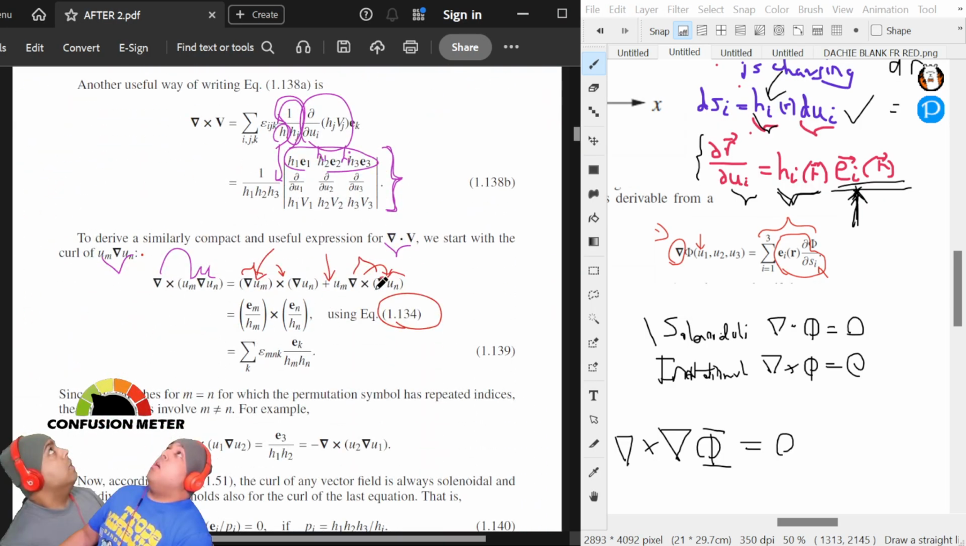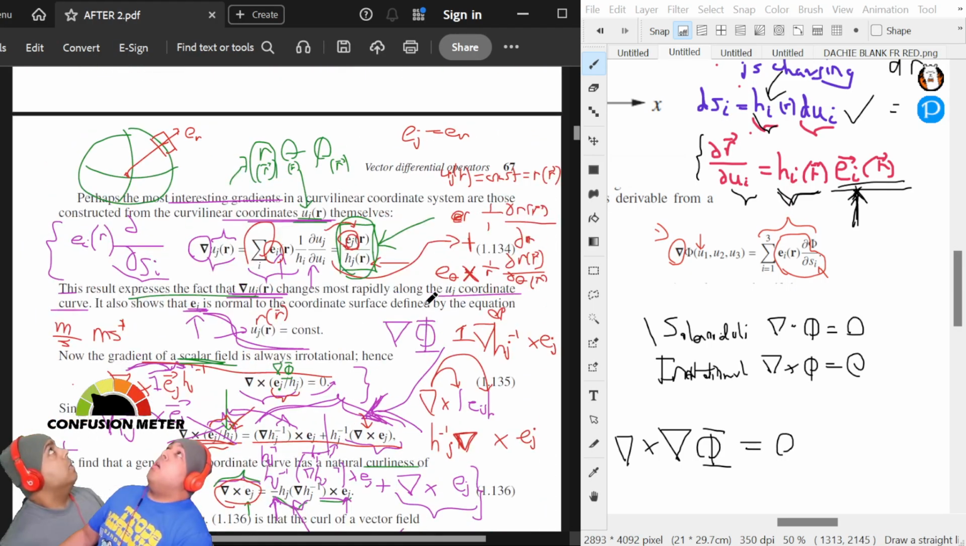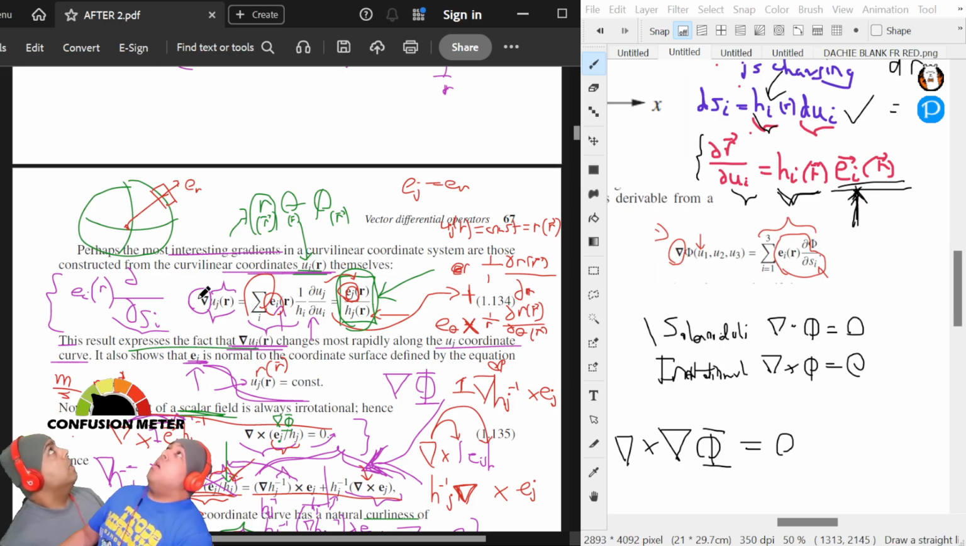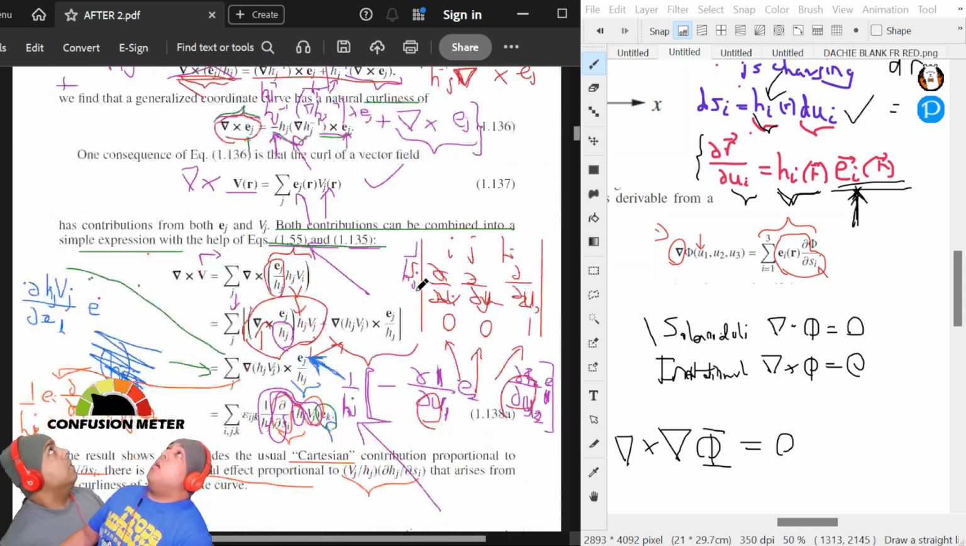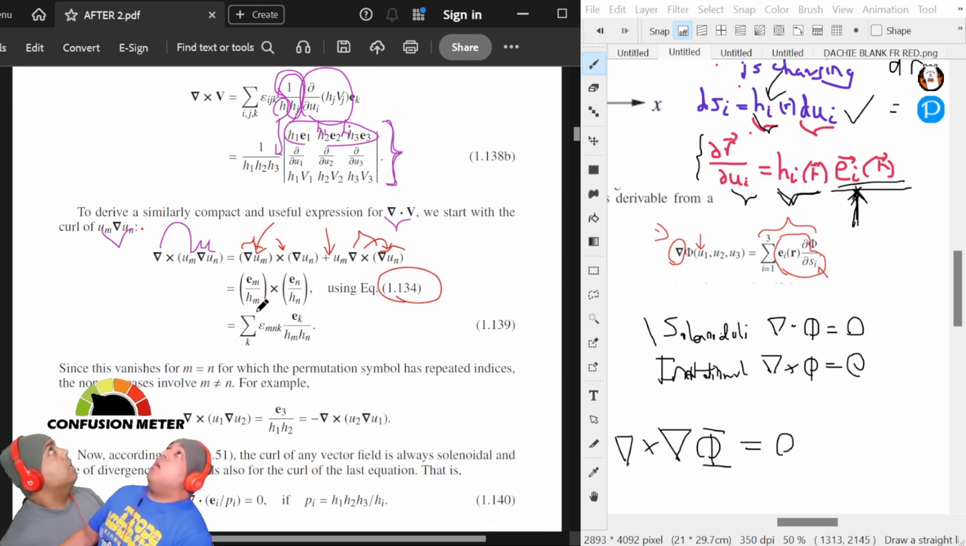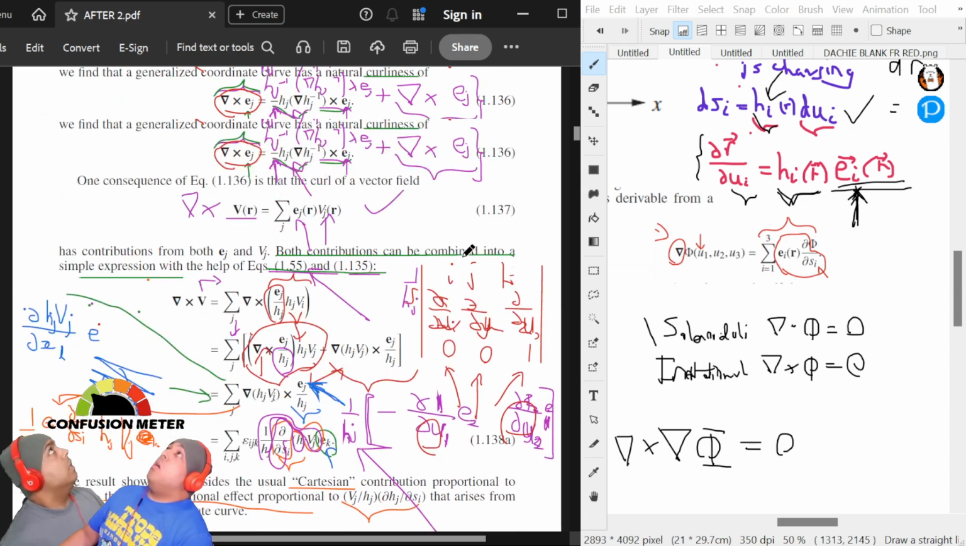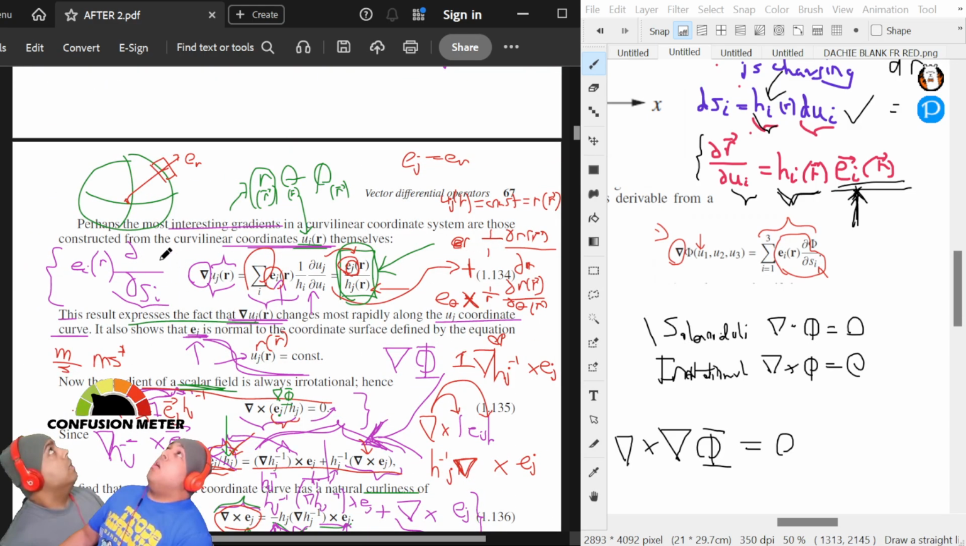So one of these, never mind. 1.134. 1.134 is this. The gradient of U equals AJ, HJ, EJ, equals the gradient of this. The gradient of a coordinate, any coordinate, I assume. Are those constructed from curvilinear coordinates? Well, let's just say curvilinear for now.